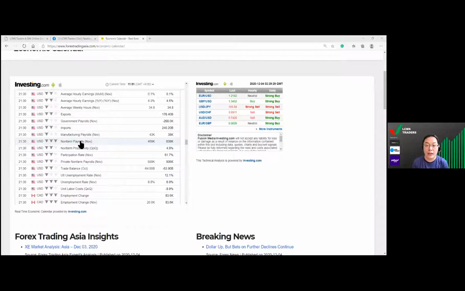All our traders will be waiting. Previously it was 638K. The economists were forecasting between 469 and 500. It's around that range here, and we could be expecting not a good number. The reason behind it is that if you look at what happened in November, there were a lot of shutdowns and the virus was spreading at a record pace. In fact, this morning I was looking at it, and the US is still being impacted by COVID-19.